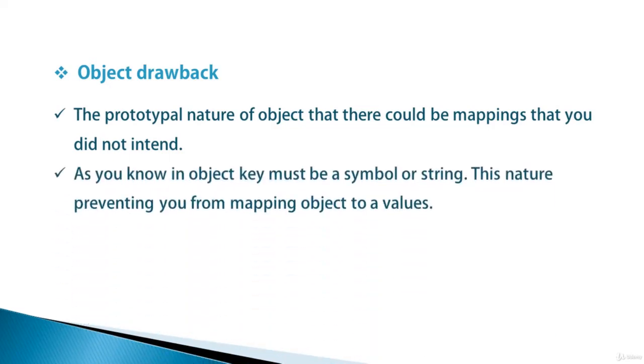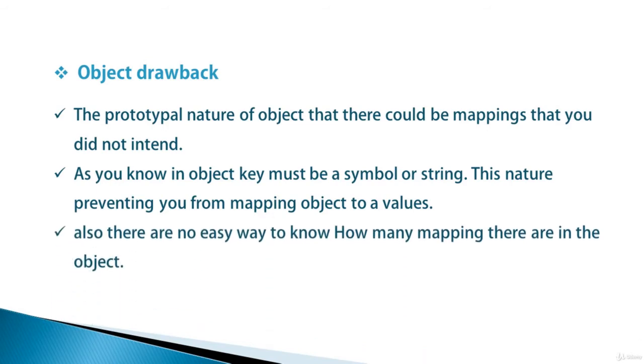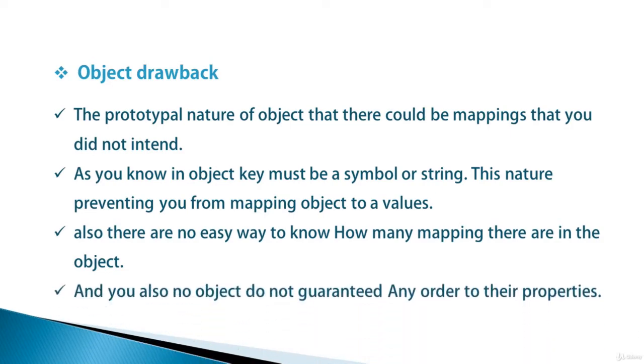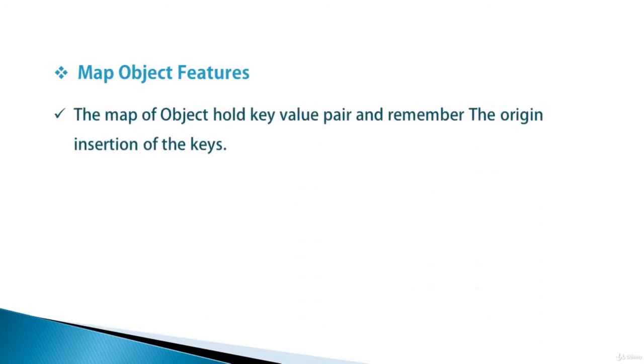As you know, in an object, a key must be a symbol or string. This nature prevents you from mapping an object to a value. Also, there is no easy way to know how many mappings there are in the object. And you also know, objects do not guarantee any order to their properties. So, the map object addresses these shortcomings. A map object holds key-value pairs and remembers the original insertion order of the keys.